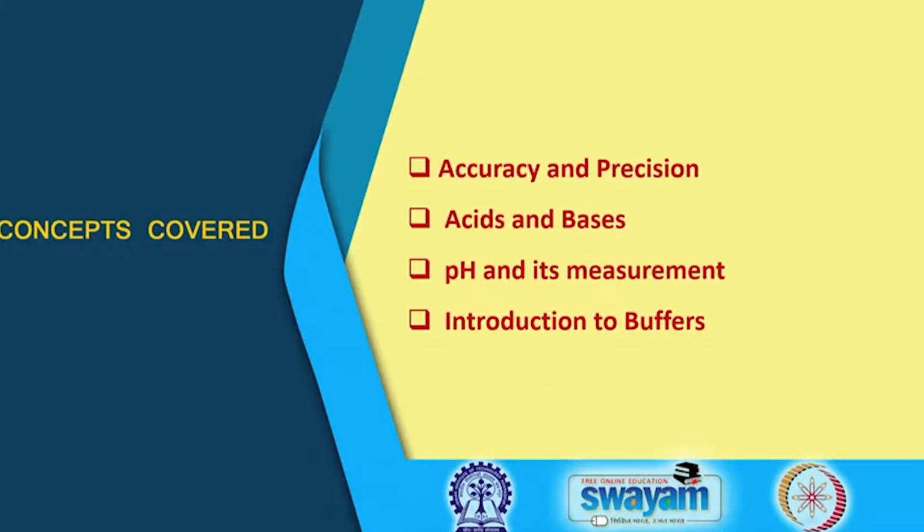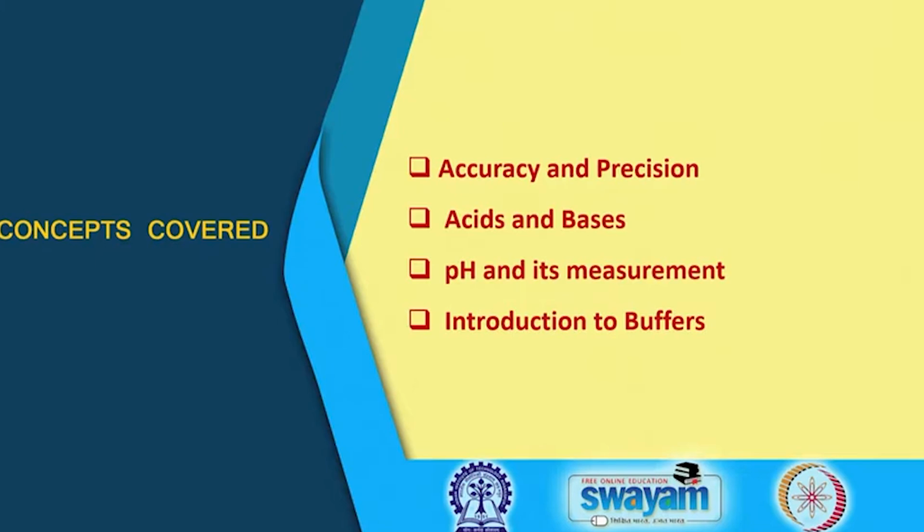I will start off with an introduction to experimental biochemistry, where we will be looking at specific topics, specific concepts that are required to understand biochemical concepts, biochemical techniques, particularly in the laboratory. For example, what do we mean by accuracy and precision? Measurements that we take, are they accurate or are they precise? Do these two mean the same things?